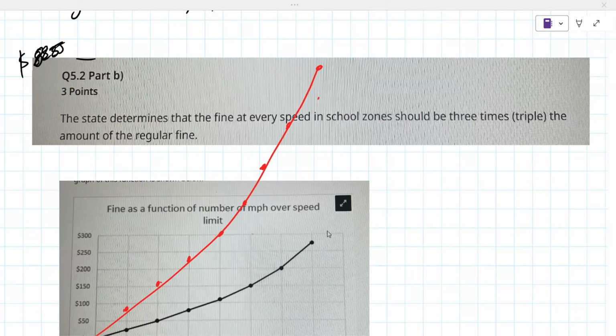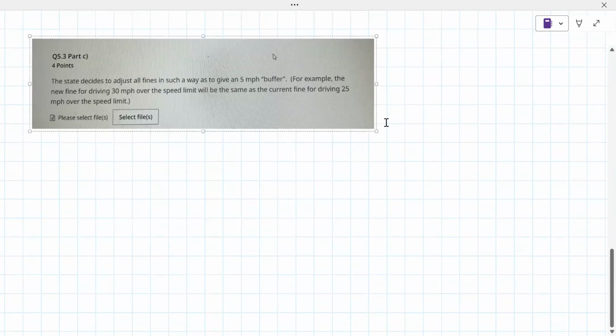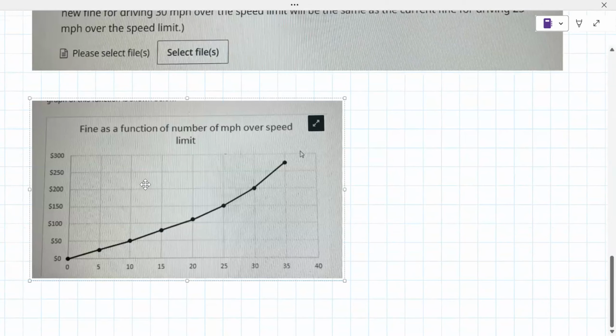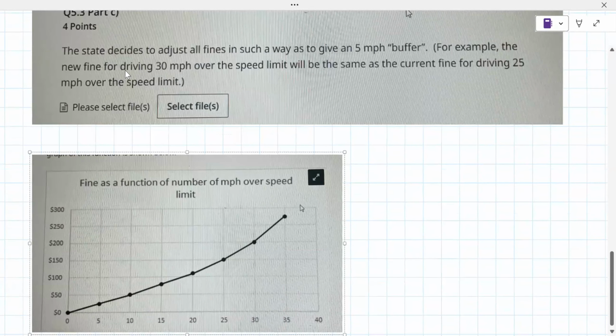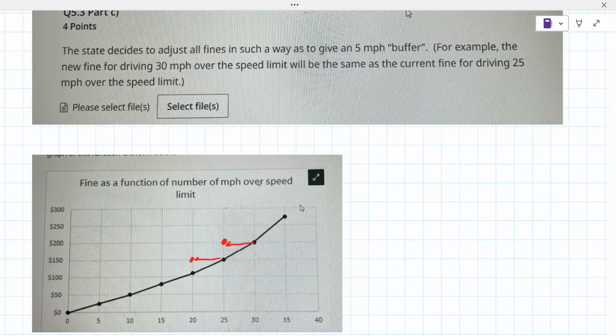Part C, maybe part C is in the other email. There it is. Okay, part C is actually not too bad to do. Right, so this time it's saying the state decides to adjust all fines in such a way as to give a 5-mile-per-hour buffer. Okay, so what that means is, and they give the example, if you're 30 over, you get charged as if it's 25 over. So basically everything is shifting left here.